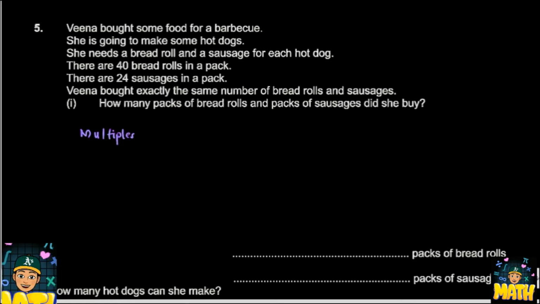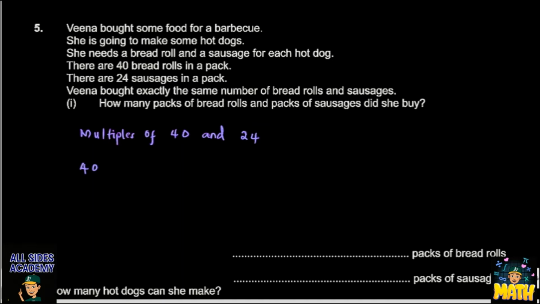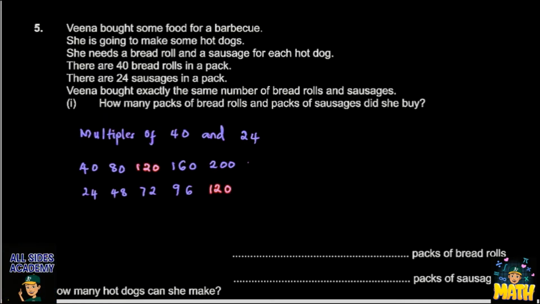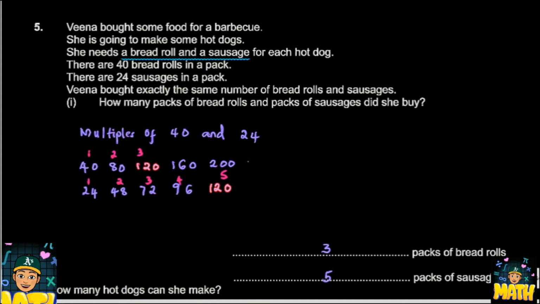So this already gives you the hint of multiples. So we're going to write down multiples of 40 and multiples of 24. Multiples of 40 will be given by 40, 80, 120, 160, 200, and so on. 24, 48, 72, 96, 120, and so on. Already I've identified 2 of them that are the same. So that gives me 3 packs of bread rolls and 5 packs of sausages.